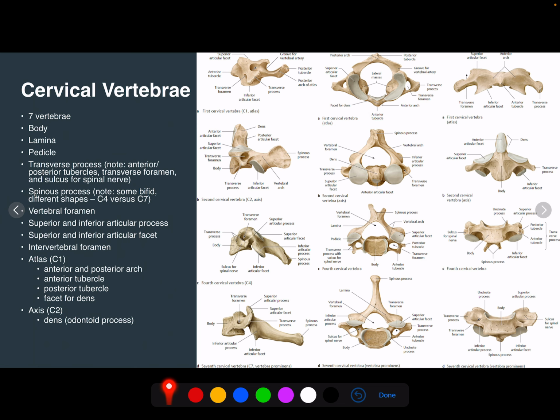And then we have a superior articular facet, which we typically find in normal vertebrae, but what we don't find in normal vertebrae is we have a facet for the dens, okay? And the dens is going to be this tooth-like vertical projection that articulates with the atlas, okay? And this is what serves as the pivot for rotation in the spine.